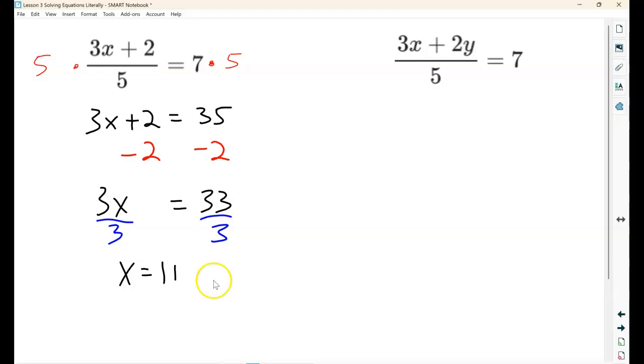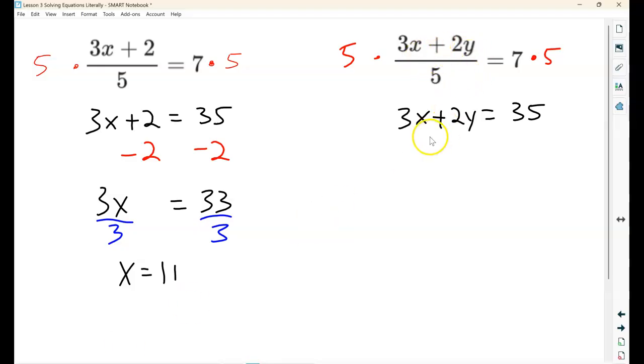Now on the right side, you can see it looks a lot similar to the problem on the left, but we're going to isolate x. You see that y is the additional piece here, but we're still solving for x. That's the only thing that's different, that y. That's going to make it a literal equation because it has 2 or more variables. So we're still going to do the same thing. We're going to multiply by 5.